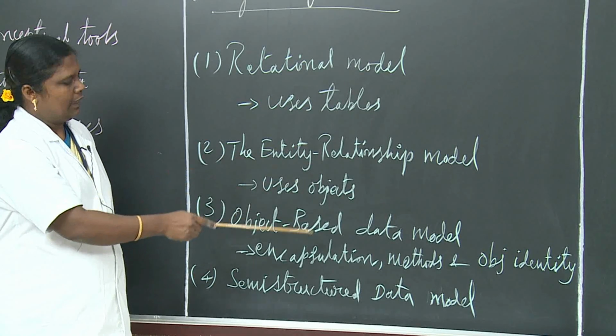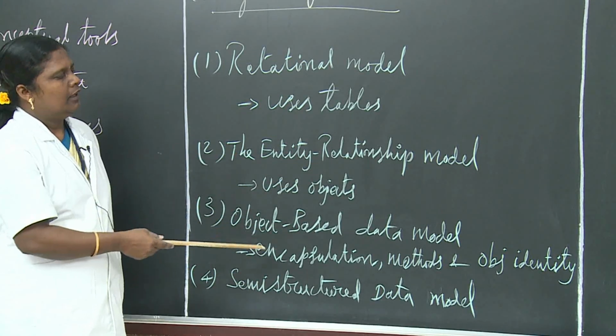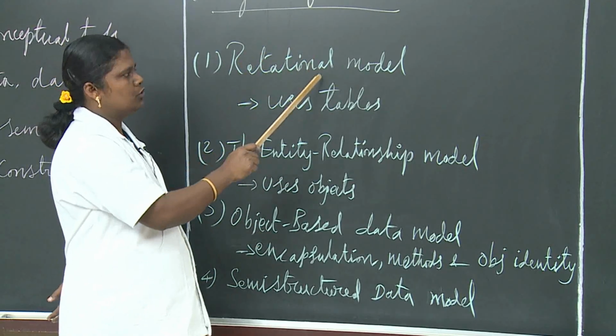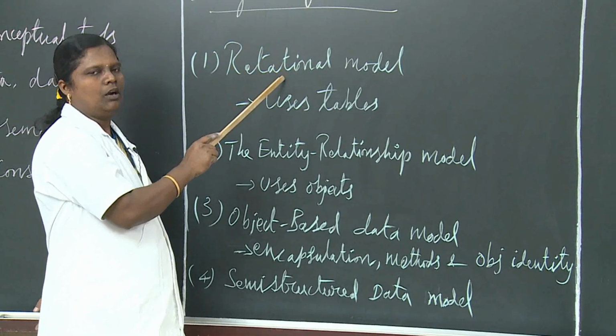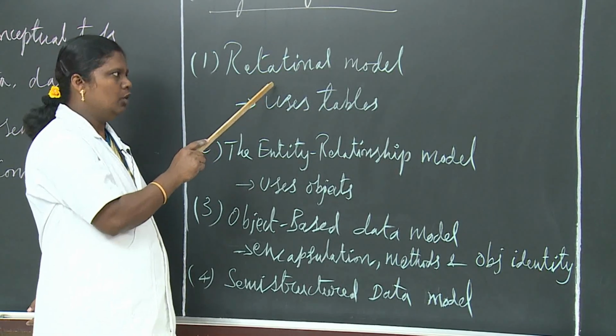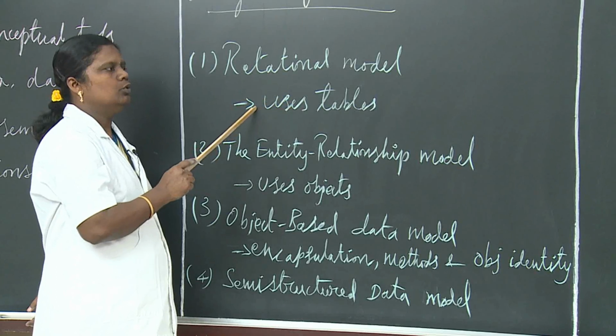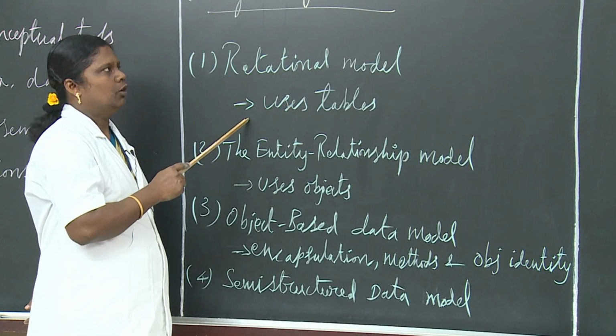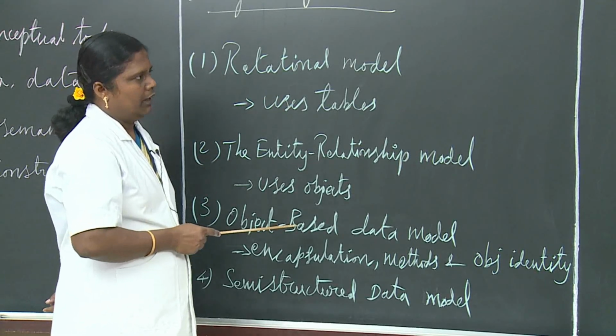So these are all the various data models in the database system, but the relational model is the most commonly used in the current scenario. It is the best and easy to combine the various models. So these are all the data models.